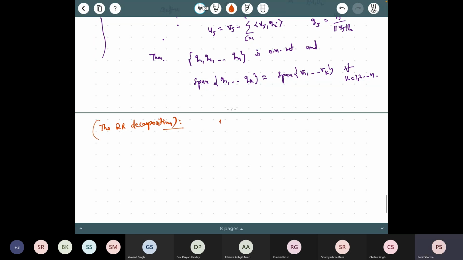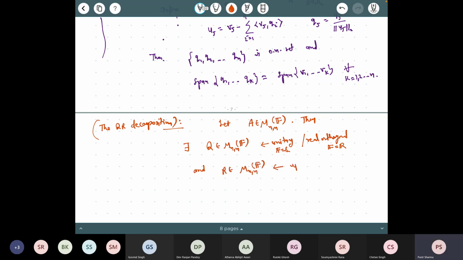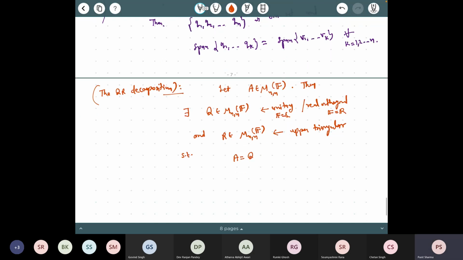So what is it? If we have a matrix A, I'm first giving this for square matrices over F, where F is either R or C. Then there exists Q over F, where Q is unitary when F is C, and real orthogonal when F is R. So for a given matrix A, there exists Q, unitary or real orthogonal depending on the field, and an upper triangular matrix R of the same size, such that A is equal to QR.